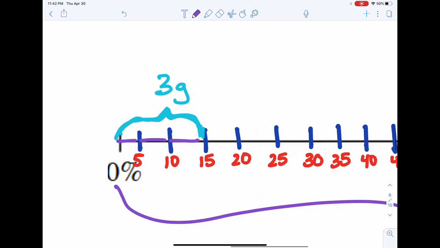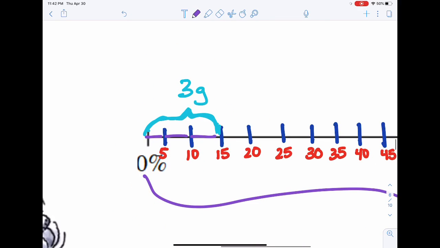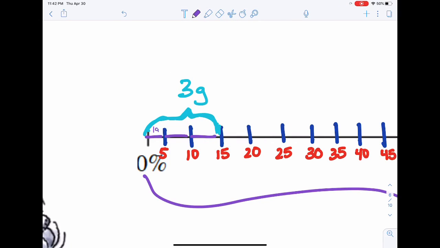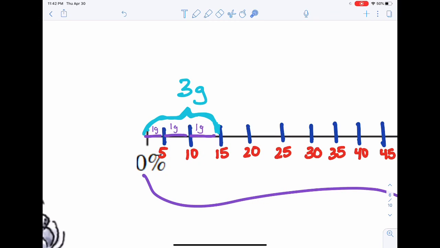Well, my idea here was that if these 3 parts make up 3 grams, that means that each part is worth 1 gram. So this is 1 gram, this is 1 gram, and this is 1 gram, because 1 plus 1 plus 1 is 3. So now I need to count how many spaces there are.